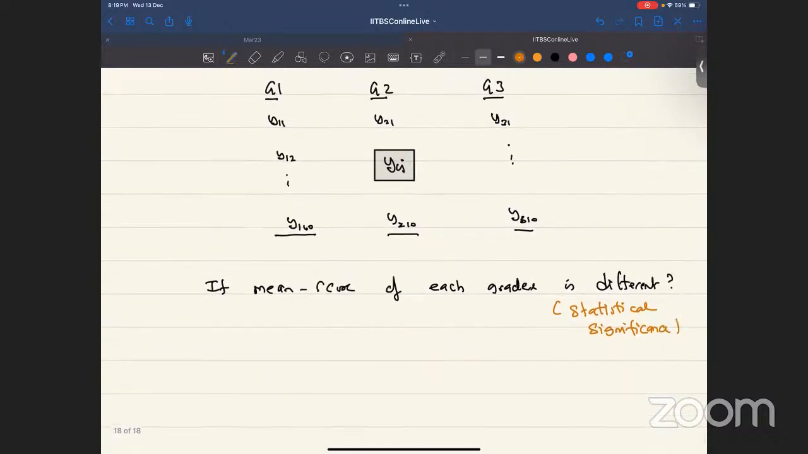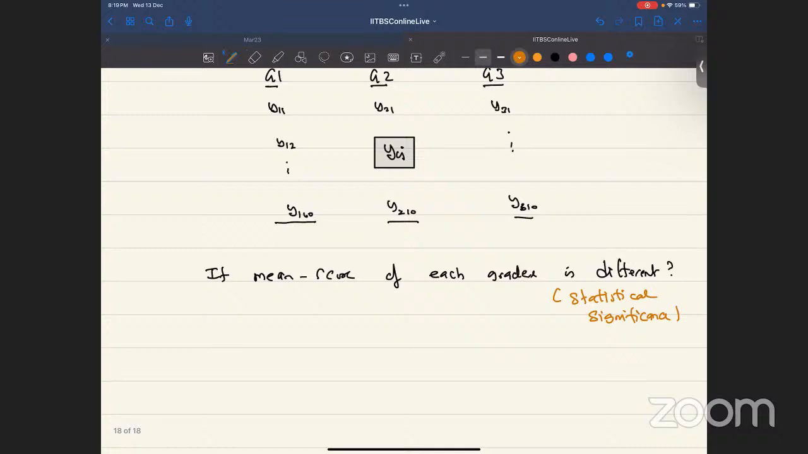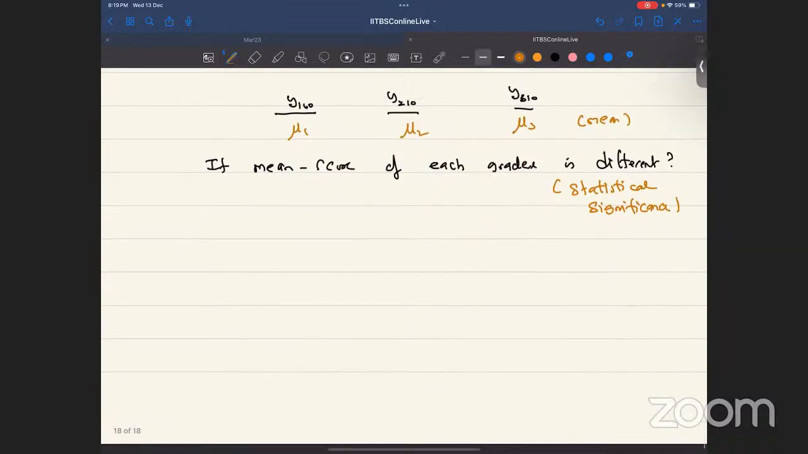So the same way as before, I have a mean mu1 from this grader, a mean mu2 from this one, and a mean mu3 from this one. And I want to test my null hypothesis that they're all the same. That is, mu1 is equal to mu2 is equal to mu3. That's my null hypothesis, and I want to test it. Very cool. So how do I go about doing this? That's what I would do.